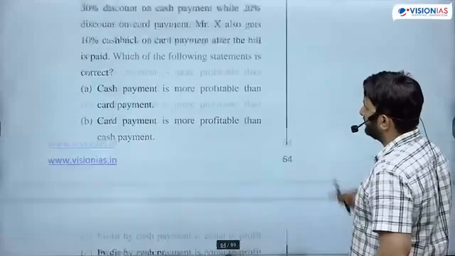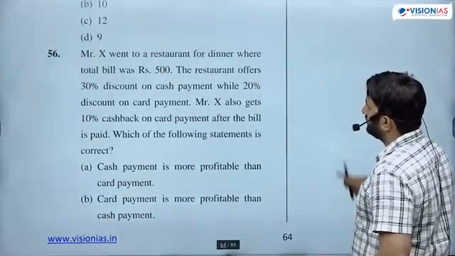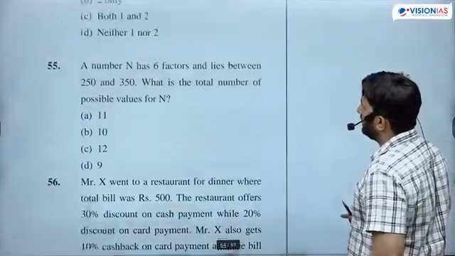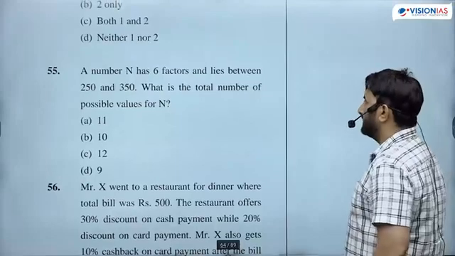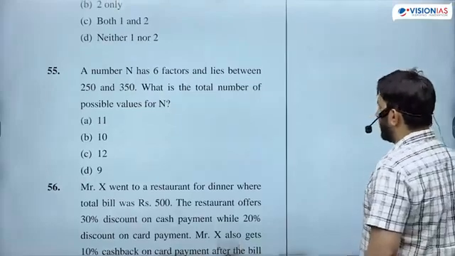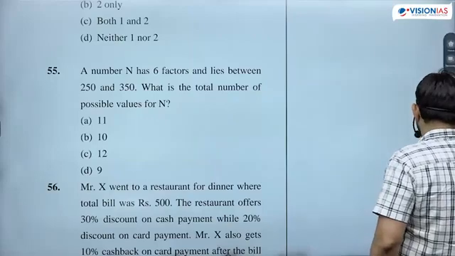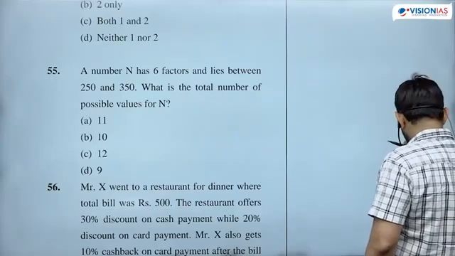This one, a number n has 6 factors and lies between 250 and 350. तो पहले तो एक फॉर्मूला लिखे बेटा.